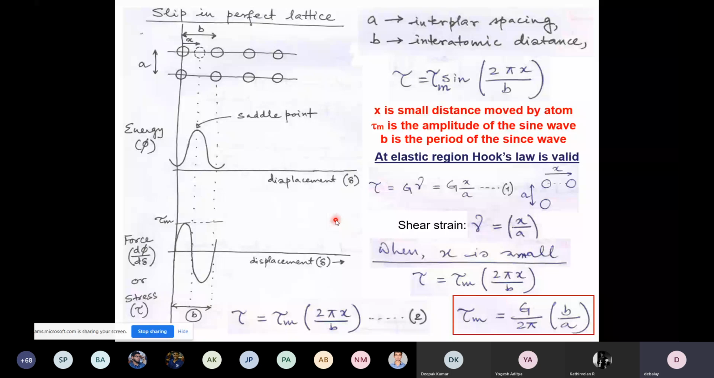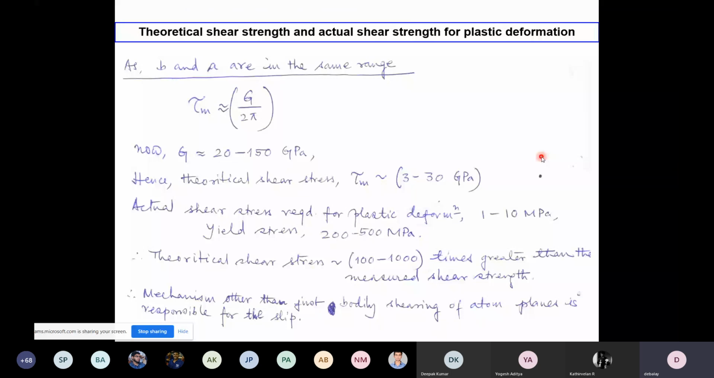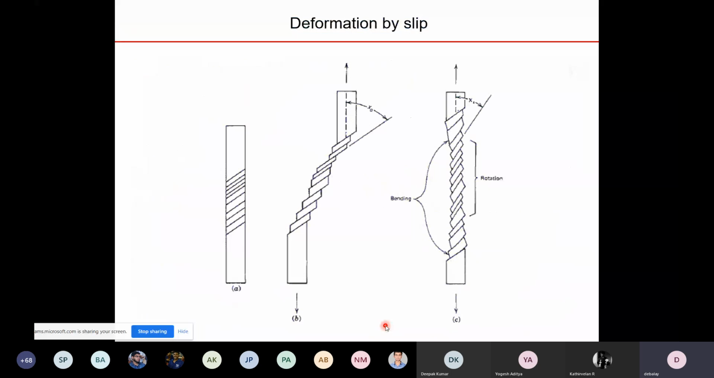Whatever I have told now is written here. What value G is supposed to be and how much the theoretical shear strength should be, actually we get much less. And why? Because there are already defects. When a single crystal deforms, it looks like this. If you apply tension, generally steps form in one way. If you apply torsion, steps form in a different way. So depending on how you are loading, the structure will change. If you apply bending, it will be some other way. So accordingly, you see a shape change.